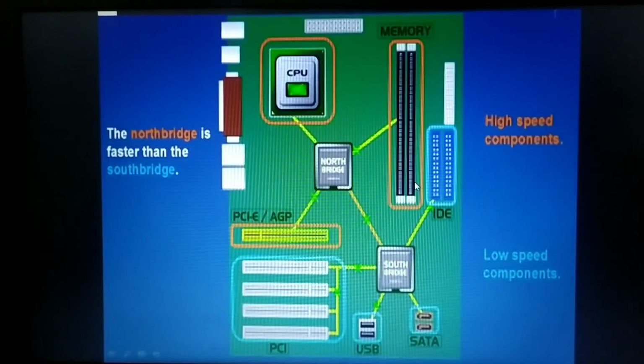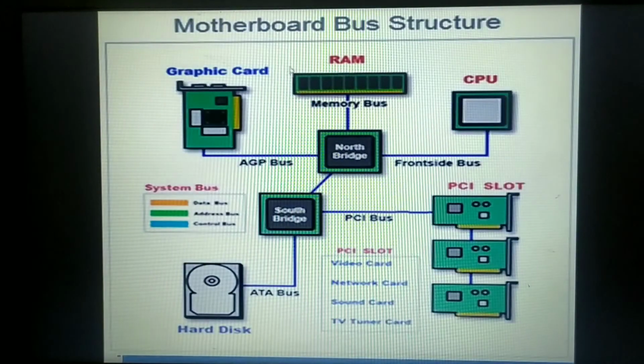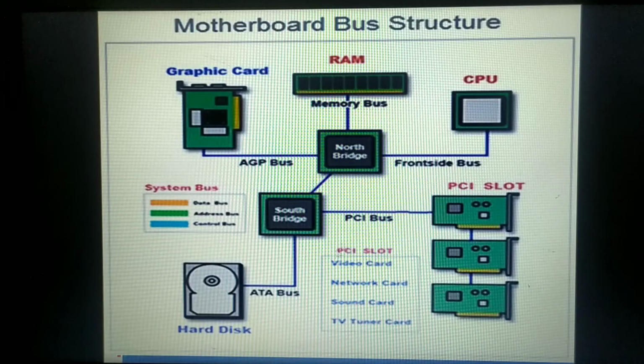I'll show you here. In this you can see the motherboard consists of various kinds of bus. Here it is having the front side bus. Whenever there is communication between the north bridge and the CPU, it makes use of the front side bus. And whenever there is exchange of information between the RAM and the north bridge, it is using the memory bus. We have the AGP bus, the ATA bus, the PCI bus. So this motherboard has different kinds of bus mounted on it, and they may vary in speed and bandwidth.